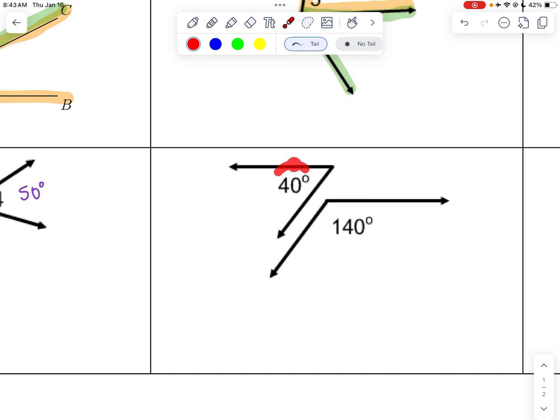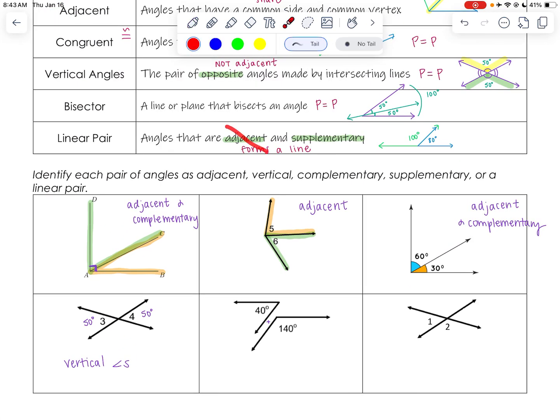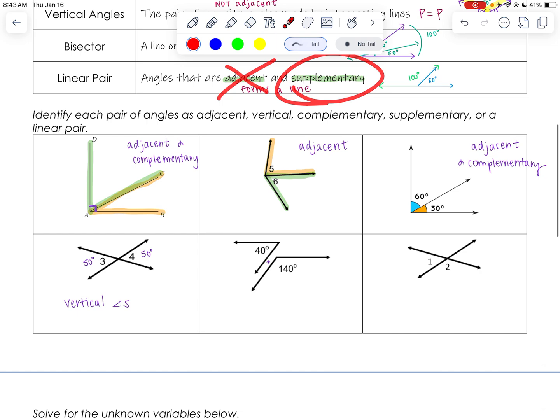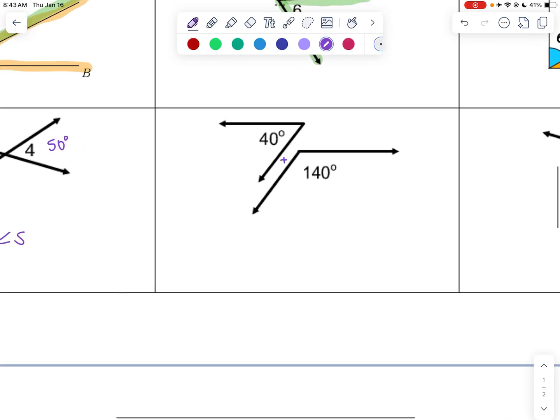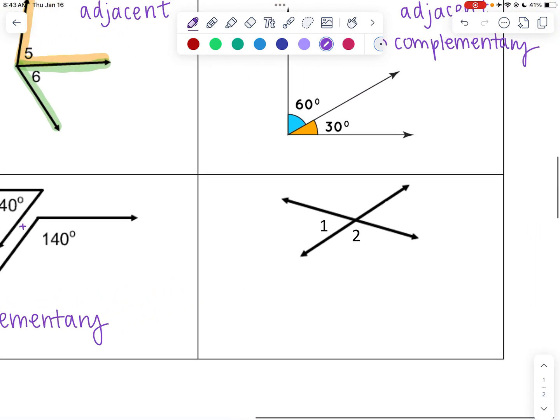Now, on this next one, I have 40 and 140. They're not touching, so they're not adjacent. 40 plus 140 will add up to 180. But they're not touching. They're not making a straight line. So they're not going to be a linear pair because they're not adjacent, but they are supplementary. Which leads us to the last one.